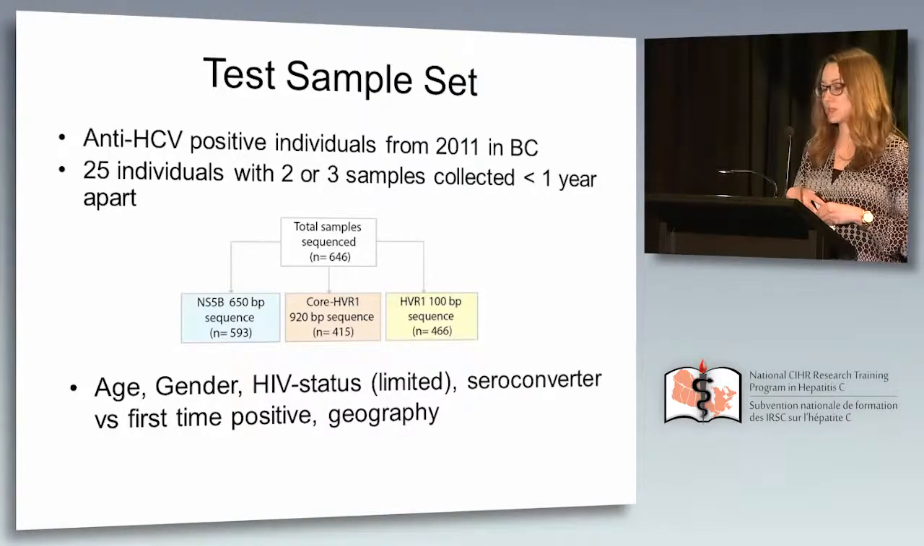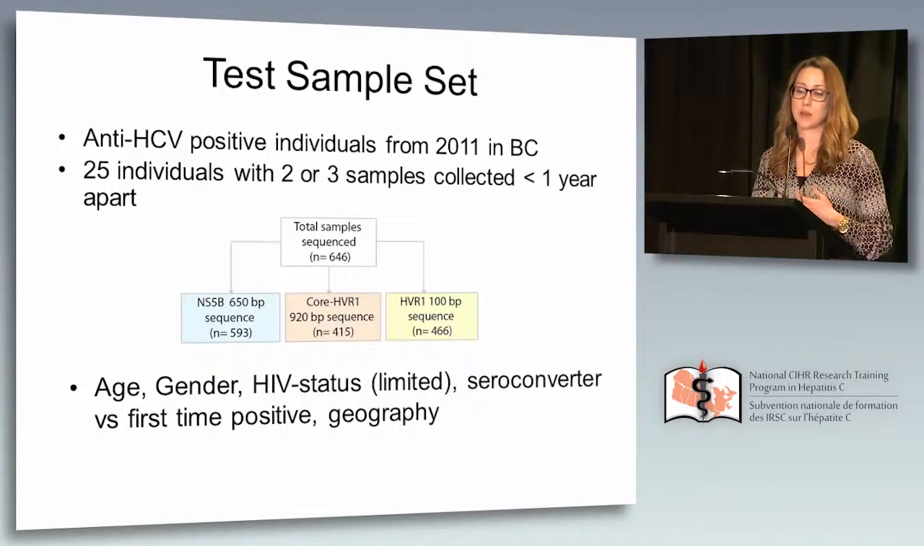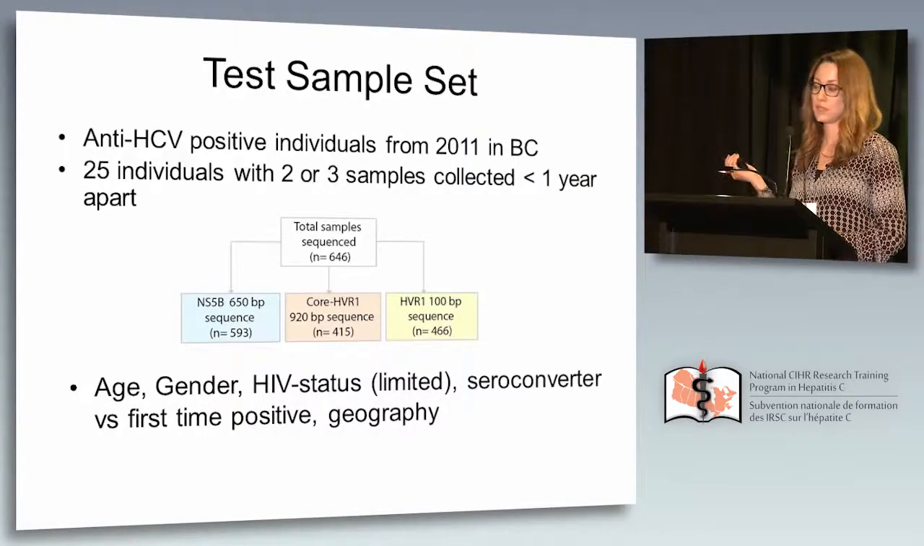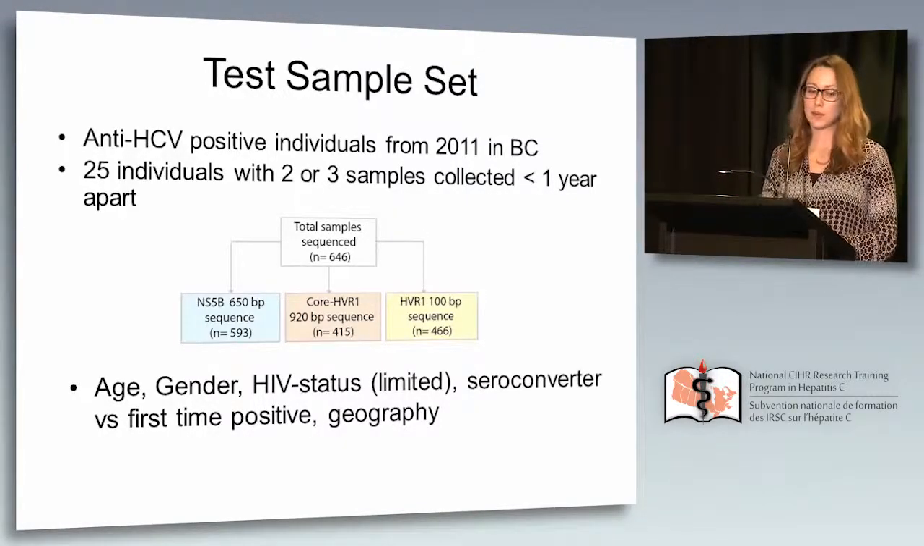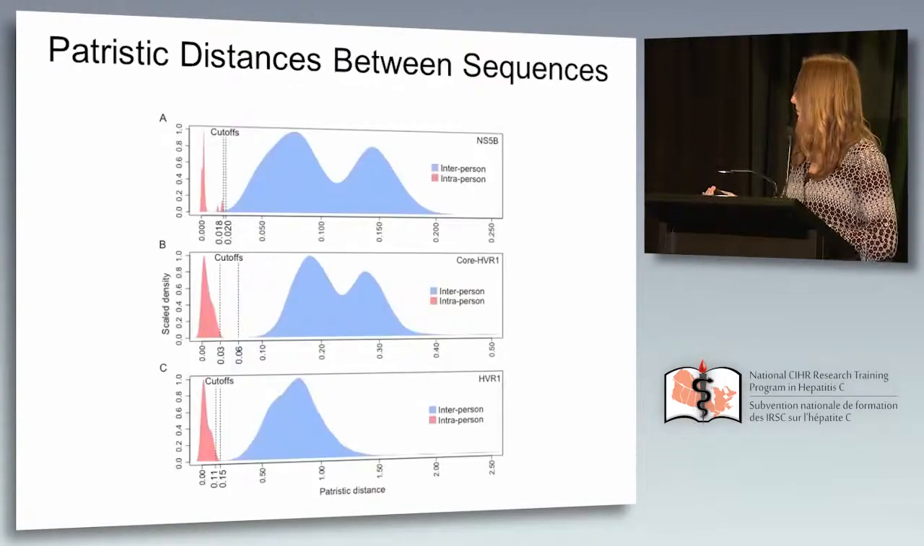So our test sample set was to look at individuals that tested anti-HCV positive in 2011 in British Columbia. All the sequences were from 2011. We were able to sequence 25 individuals that had 2 or 3 samples collected less than a year apart, and that was used to calibrate the cutoffs. We had 646 samples that we were able to sequence, and there was a different distribution of the different regions in those samples. We had some information on age, gender, HIV status, whether they're seroconverters or first-time positive, and limited geographical information.